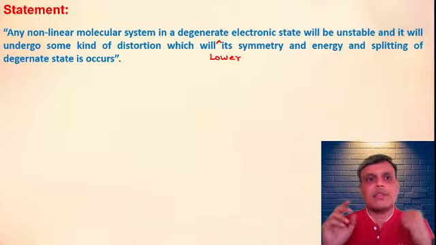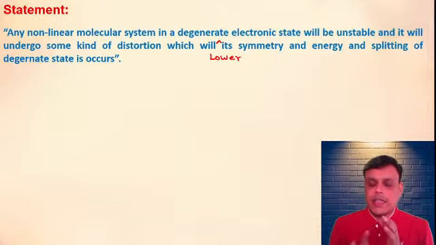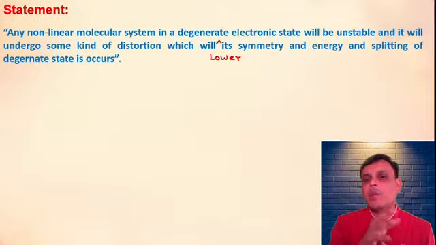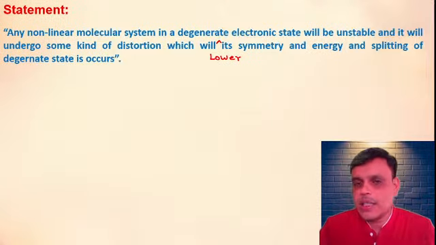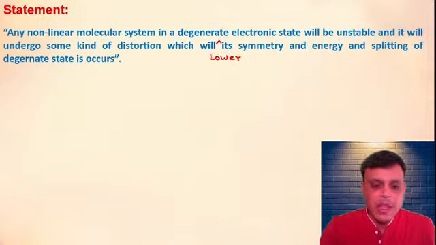That system, that non-linear system, gets stability. And why does this non-linear system get stability? Because lowering in symmetry takes place, lowering in energy takes place, and due to this lowering in symmetry and energy, the result is splitting of the degenerate state. So this is the statement of Jahn-Teller distortion or tetragonal distortion.